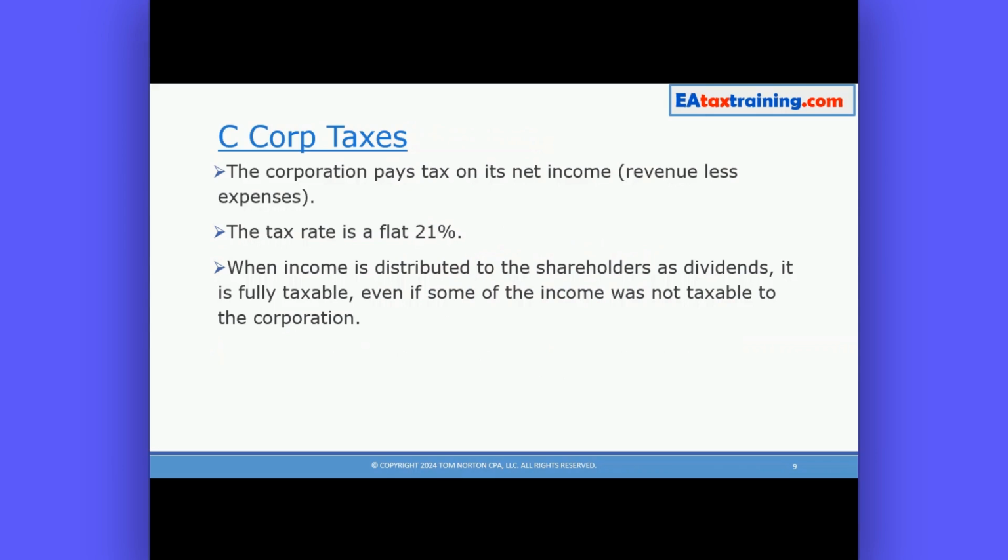And then when the income is distributed out to the shareholders in the form of dividends, it is fully taxable to the shareholders, even if some of the income was not taxable to the corporation. So if the corporation has some tax-exempt income, the corporation itself will not pay that 21% tax on it. But once it gets distributed out as a dividend, there's no longer anything to distinguish between what was taxable and what was not taxable. To the shareholders, it is all taxable dividends, and so they will pay tax on all of it.